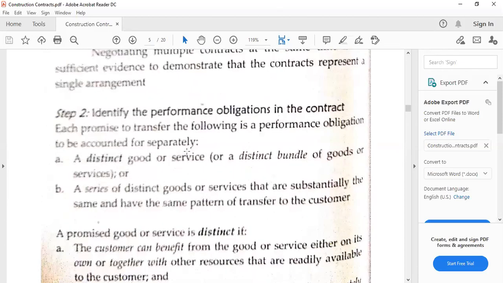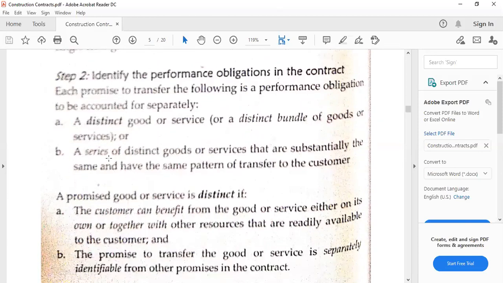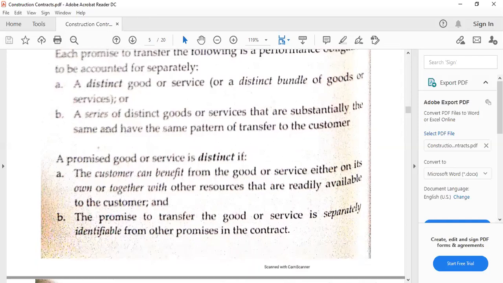Next, for step two, we identify the performance obligations in the contract. So we have to know the distinctness of every good or service: if they're individual, if they belong to a bundle, or if they are in a series. For distinct, this is recognition of revenue at a point in time, while if a series, normally over time. So take note, they are substantially the same and have the same pattern of transfer to the customer. So they could be in a group, but that is over time.